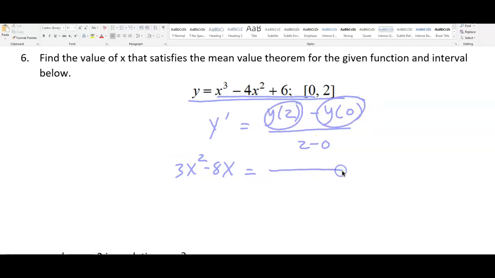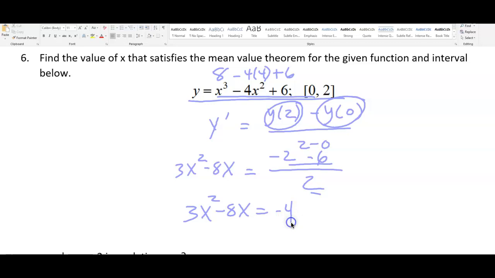Once again, whether you want to use your calculator or just figure it out in your head, that's fine. Y of 0 is really easy. That's going to be 6. Y of 2, that's going to be 8 minus 16. Negative 8 plus 6 is negative 2. So we end up with the following then. Negative 8 divided by 2 is negative 4. We're going to add the negative 4 over.